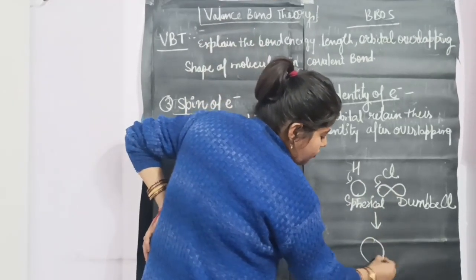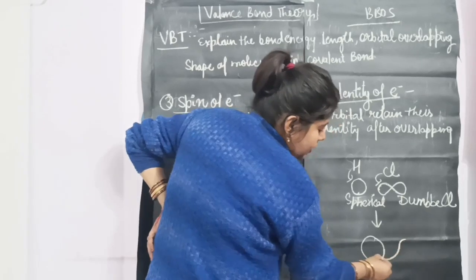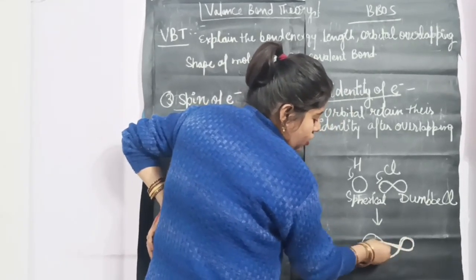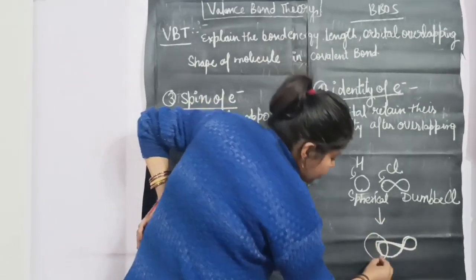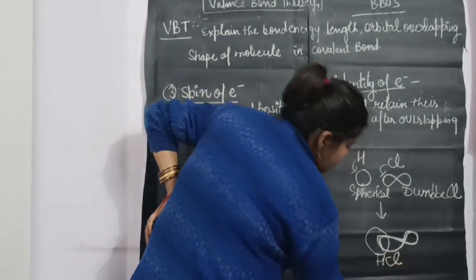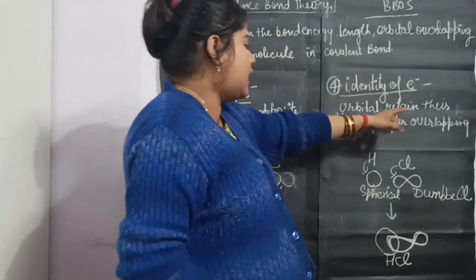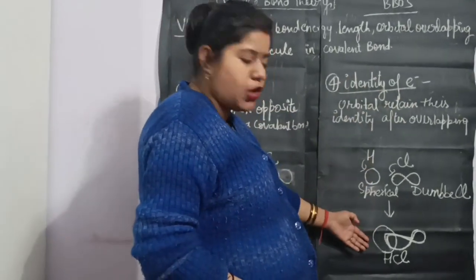The shape will not be changed. They will be in the original shape. So this is the HCl molecule. The VBT says that the orbitals retain their identity after the overlapping.